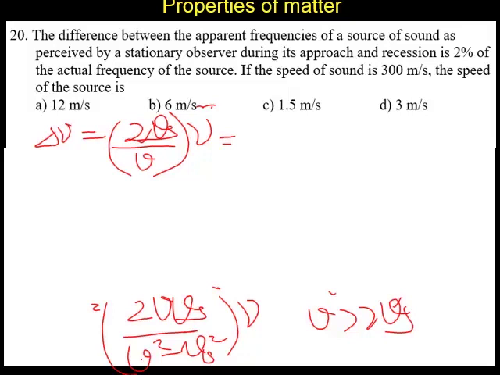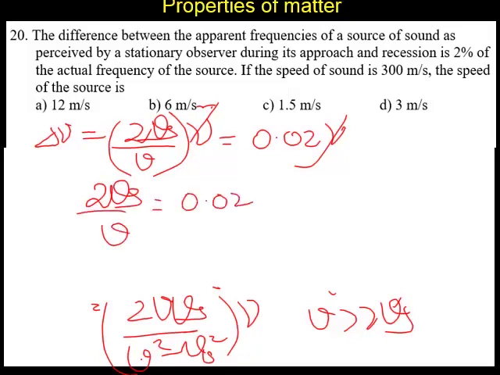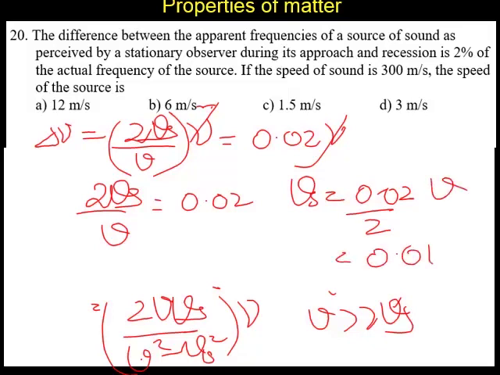That is given as 2% of the frequency, so it is 0.02 ν. So ν also can be removed. So we can say 2Vs by V equals 0.02. We want to calculate Vs, so it is going to be 0.02 by 2 into V. So it's going to be 0.01 V.